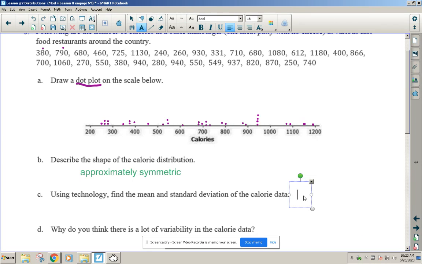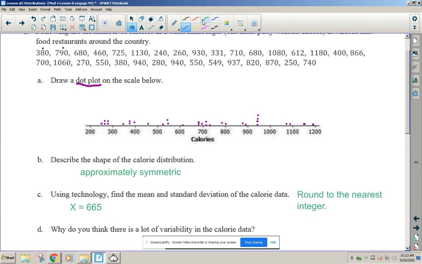Let's round to the nearest integer. Let's just go no decimals for right now. So if I do that, I have this X bar is equal to 665. So calories for these hamburgers, 665 would be the average calorie.